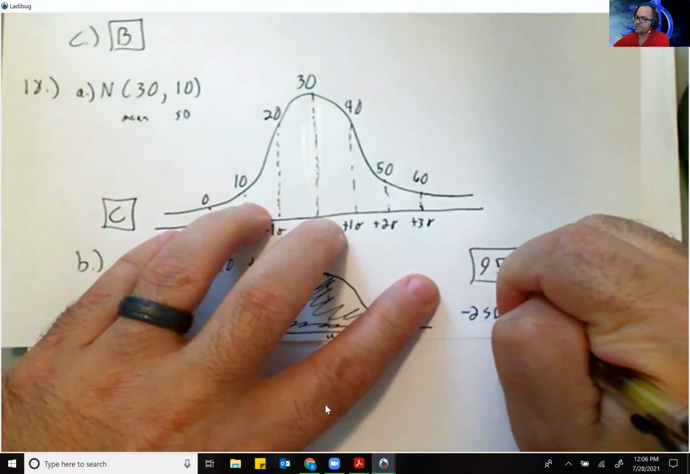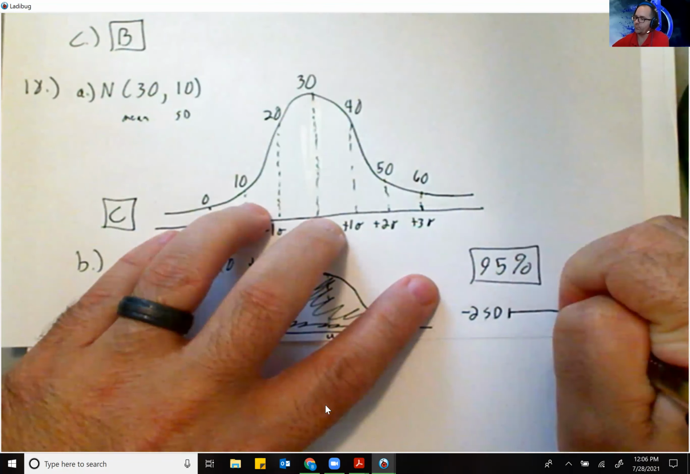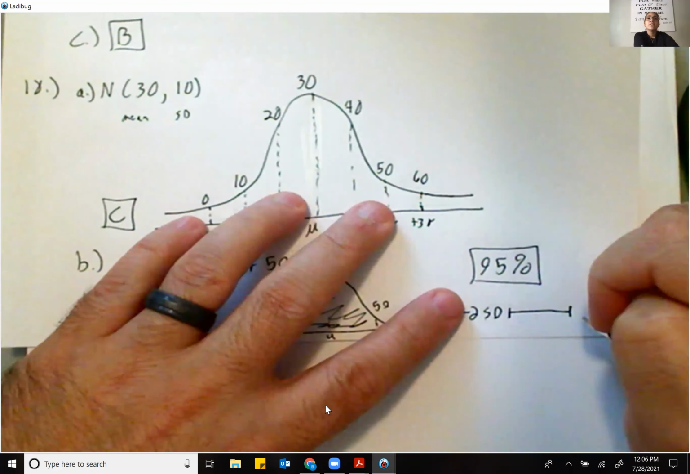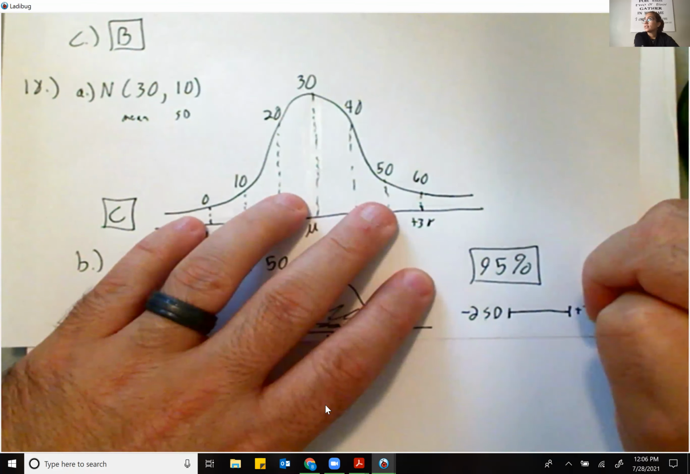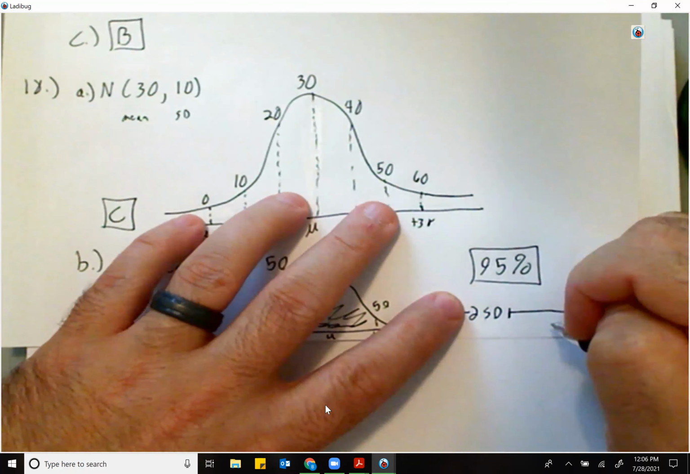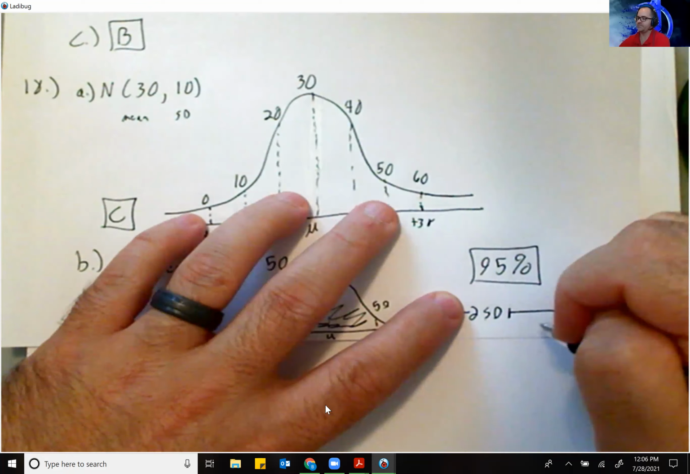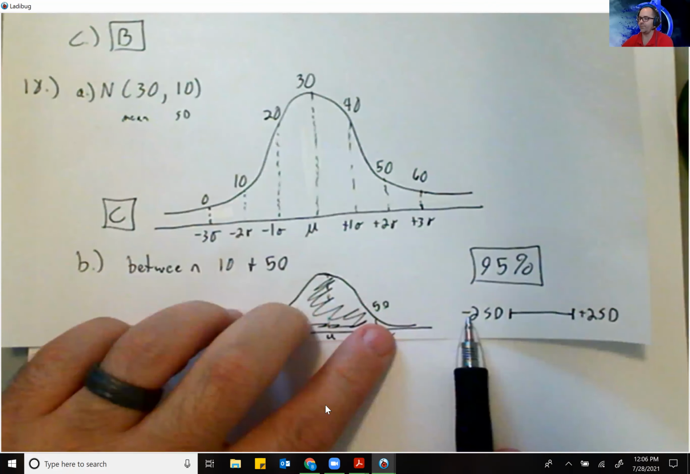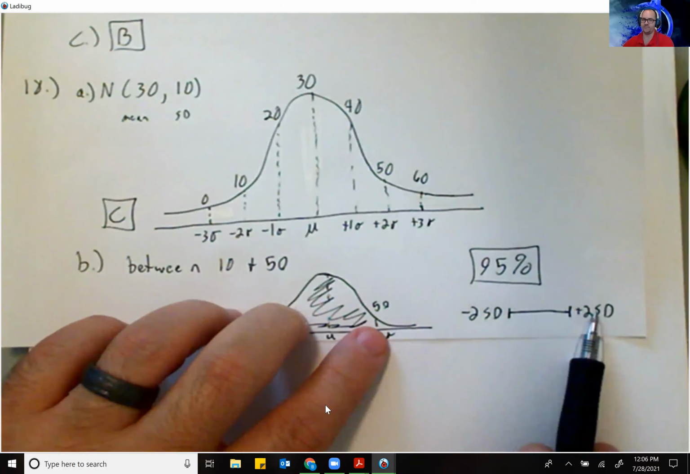Yes. Because the empirical rule, what is that empirical rule? What are the percentages? 68, 95, and then was it 99? 99.7. That's right. So all because of that empirical rule, that entire distance is that 95.